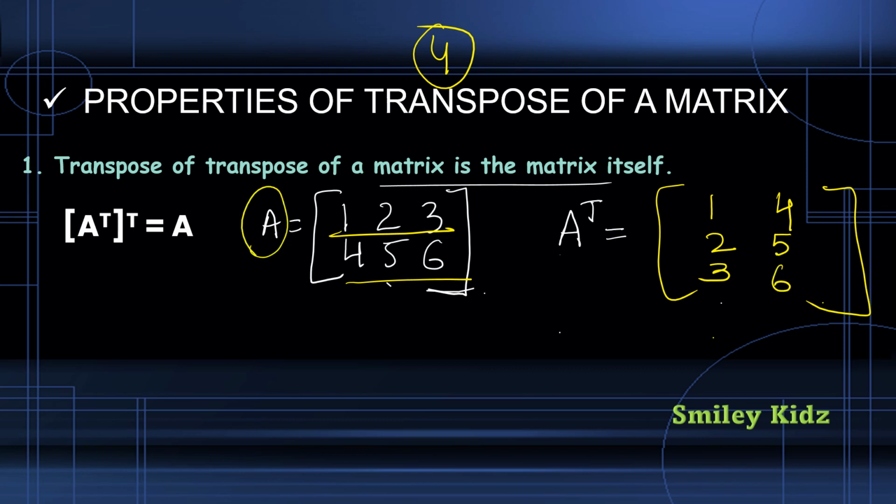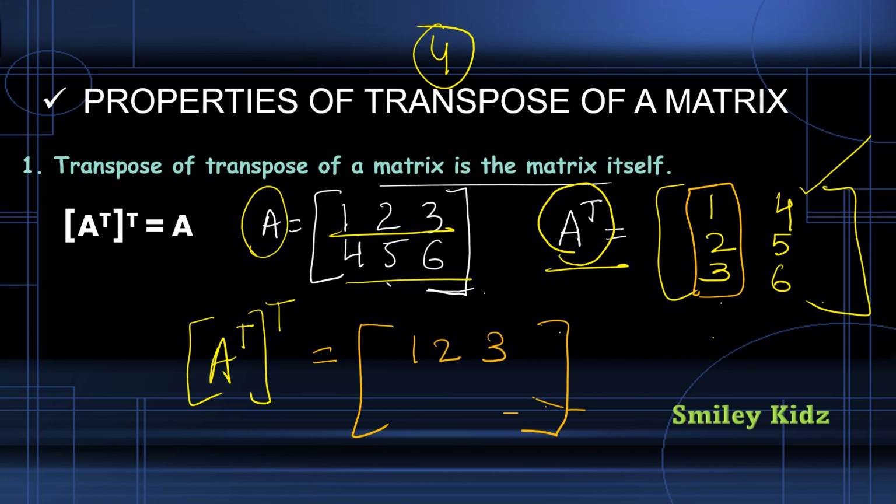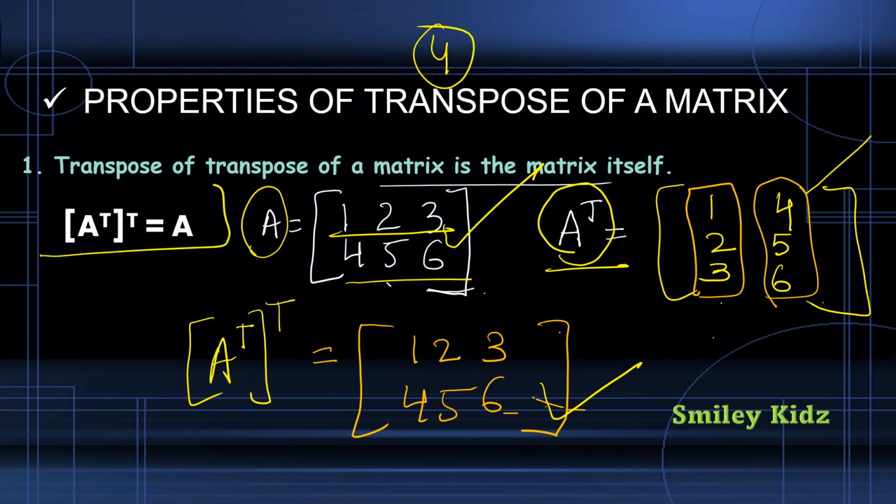Now take the transpose of the transpose of A. That means you'll take (A T) whole T. That is, you're going to take the transpose of this particular matrix that we obtained. So that is going to be columns into rows. That's going to be 1, 2, 3, 4, 5, 6. Now tell me, what is the difference between this matrix and this matrix? Aren't they the same? So (A T) whole T is equal to A. As simple as that.